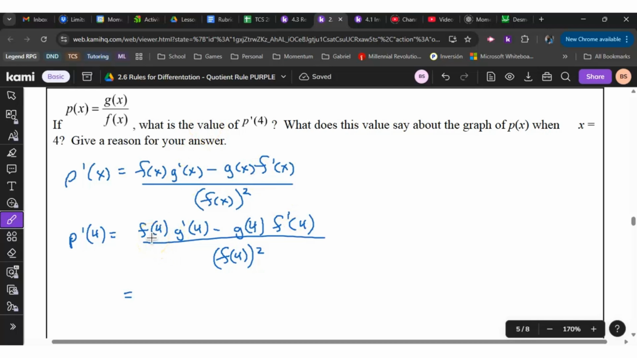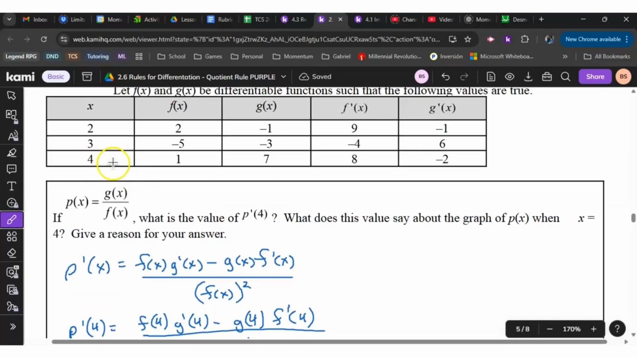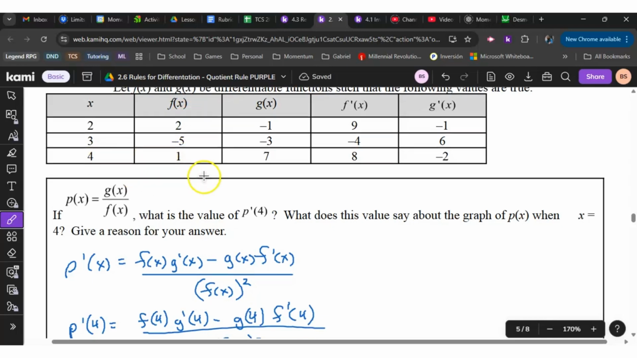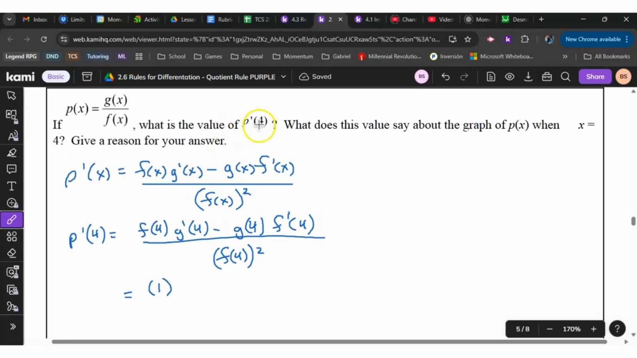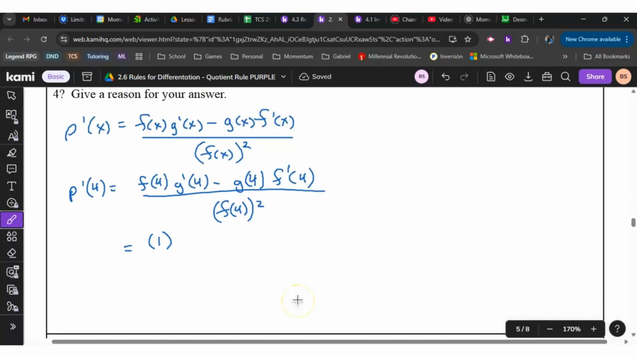So for f of 4, I just scroll up, I look at the chart. Here's 4, here's f, what is it? 1. Right, I'm just going to read it right out of the chart. So f of 4 is 1. Because it asked us to find it at x equals 4. So then I need to find g prime of 4. So again, if you look at your chart, g prime of 4 is what?